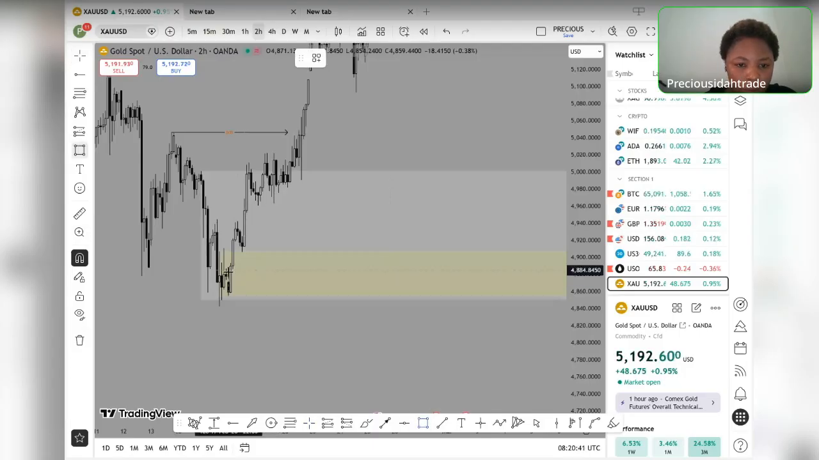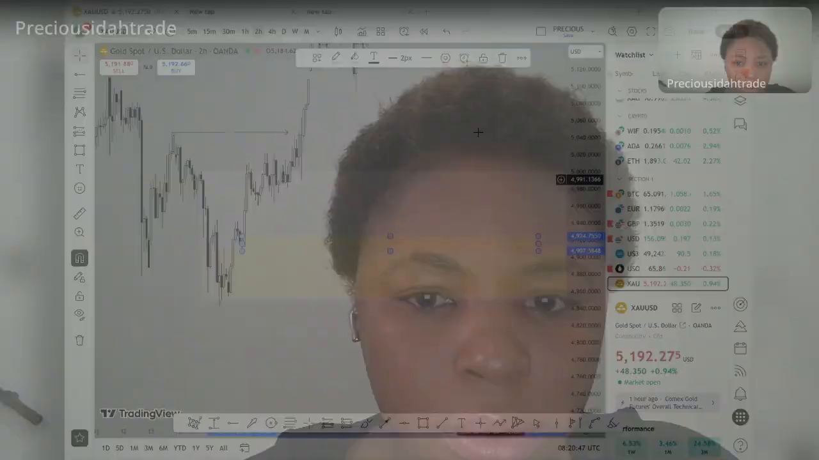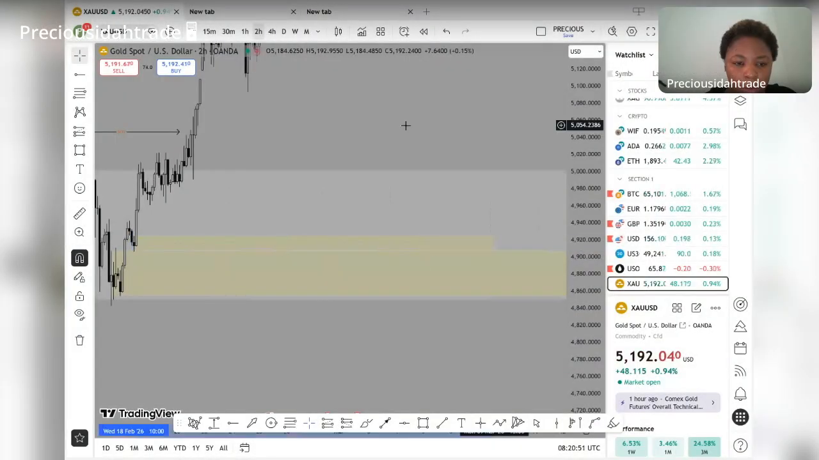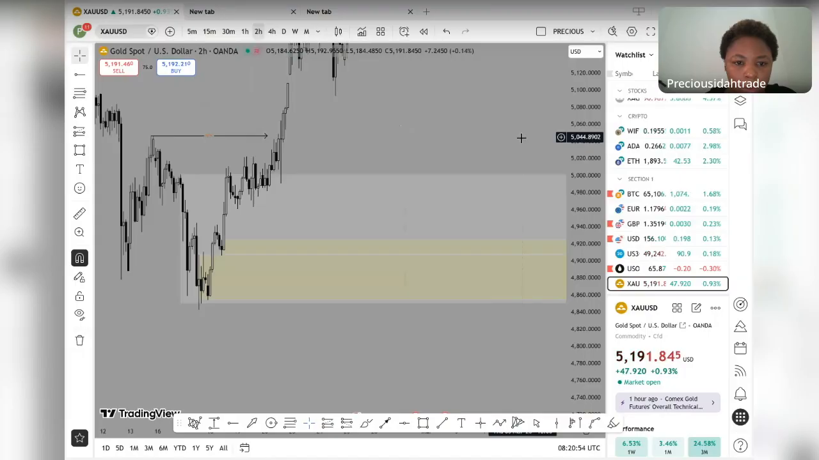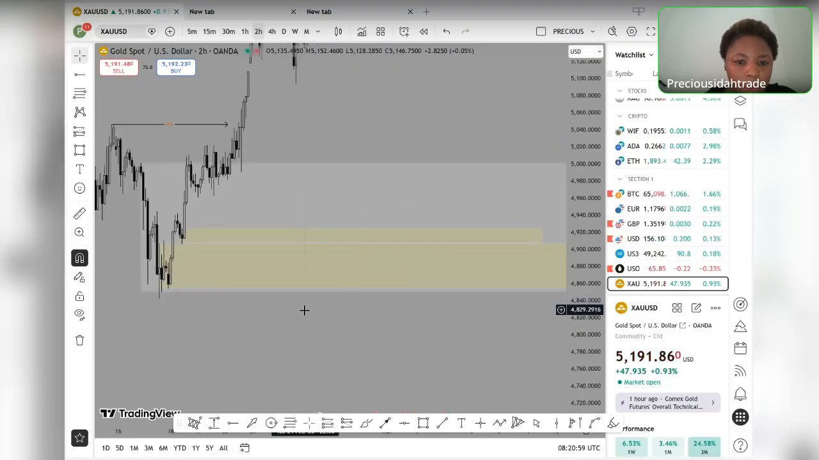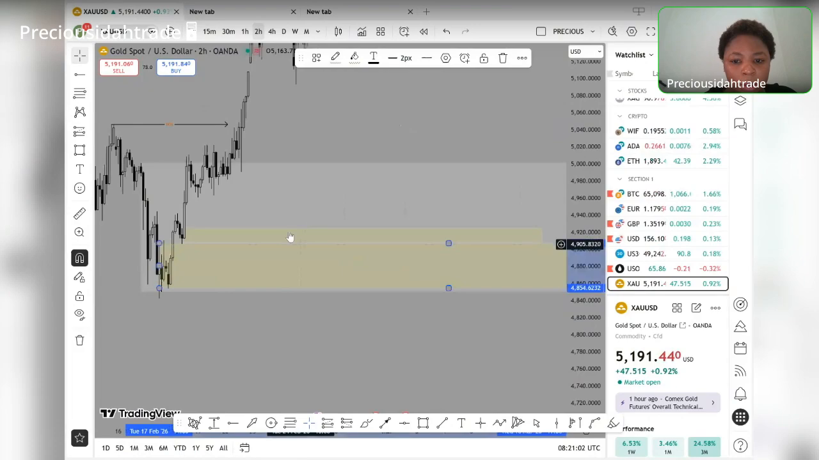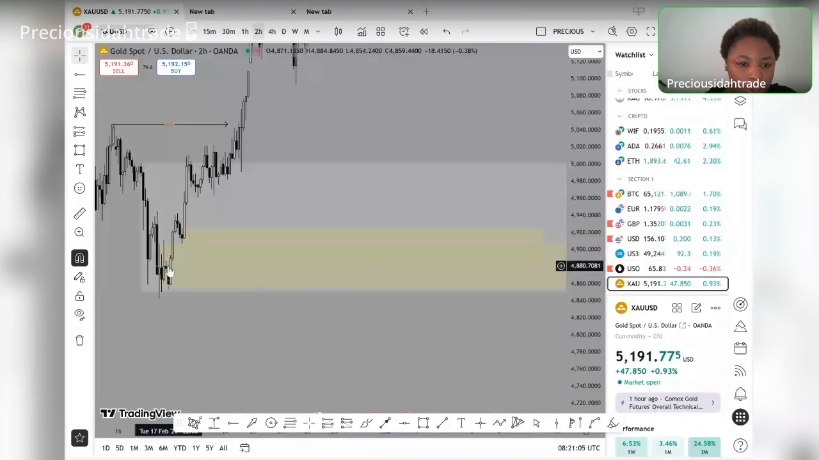So this is an internal low here. This is an internal low here. You can see how the 4 hours order block is still here, and then on the 2 hours we still have this low here as well.